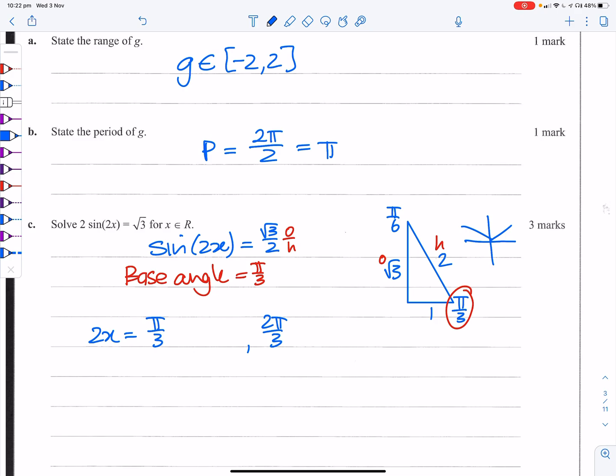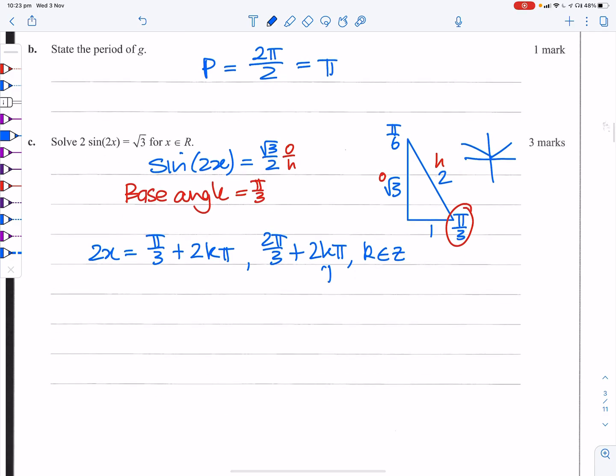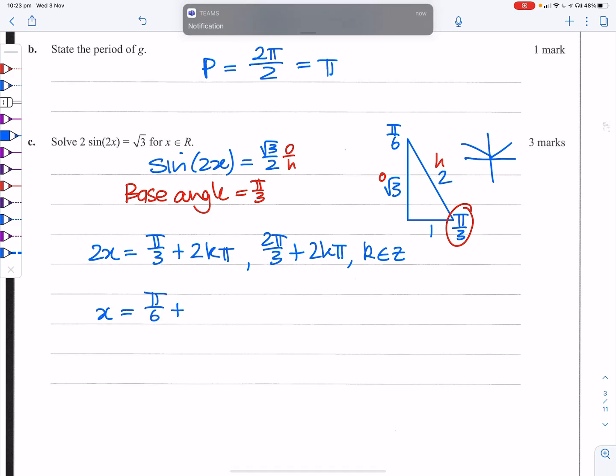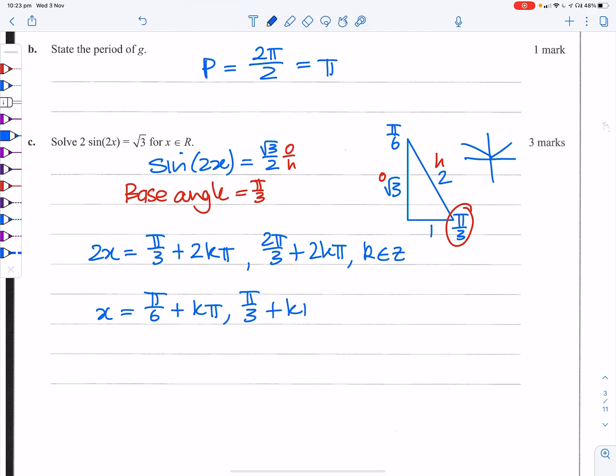However, we know because it's a general solution, we've got to add 2k pi to both of our solutions and state that k is an element of z, because k has to be an integer, because 2 pi has to be a multiple of an integer to get the next set of solutions. We can then divide the 2 to the other side, so we get pi on 6 plus k pi. We get pi on 3 plus k pi. k is an element of z.